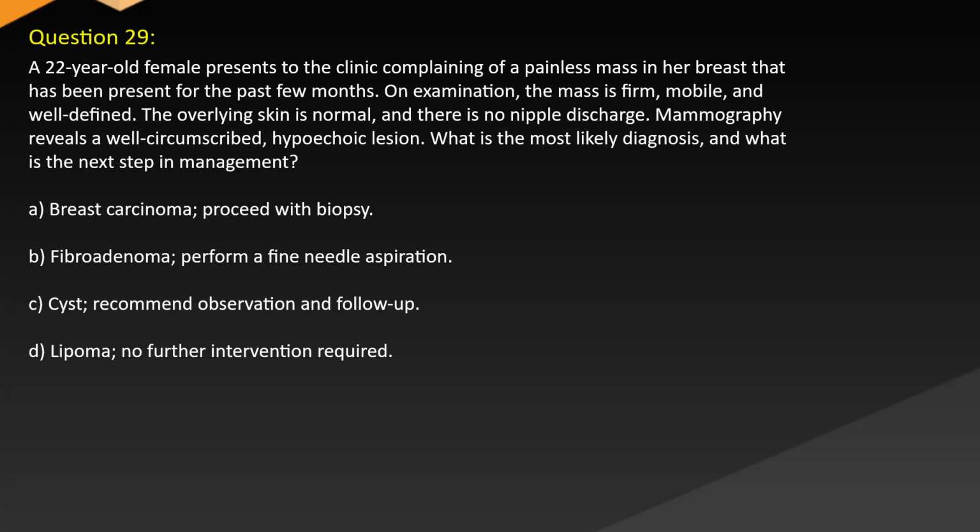Question 29. A 22-year-old female presents to the clinic complaining of a painless mass in her breast that has been present for the past few months. On examination, the mass is firm, mobile, and well-defined. The overlying skin is normal, and there is no nipple discharge. Mammography reveals a well-circumscribed hypoechoic lesion. What is the most likely diagnosis, and what is the next step in management?